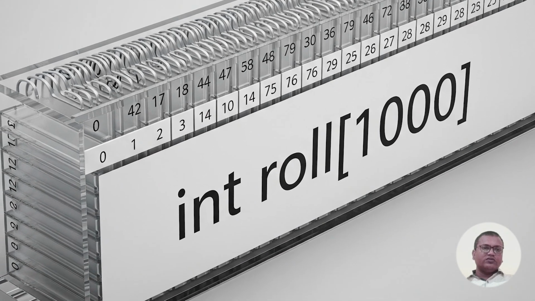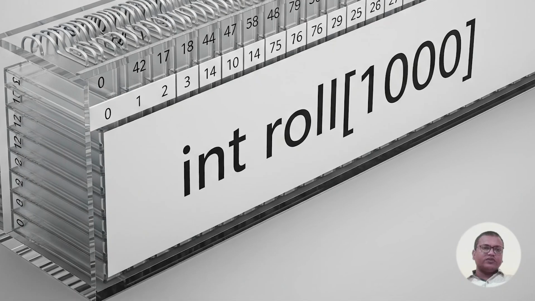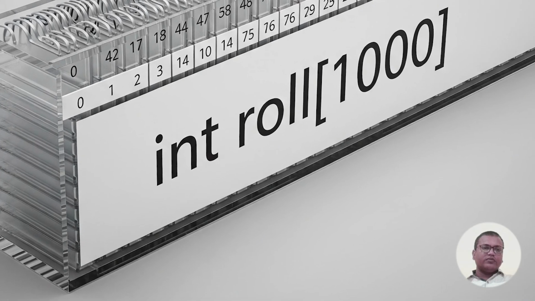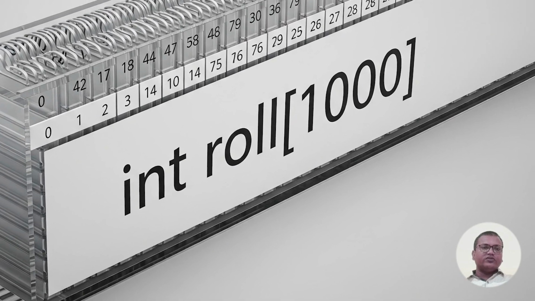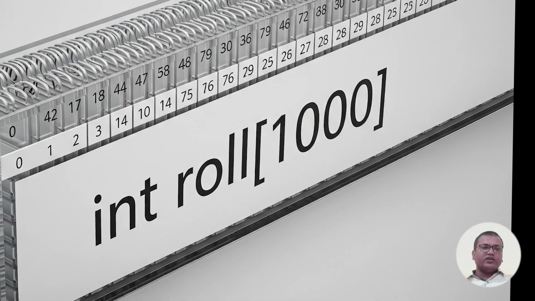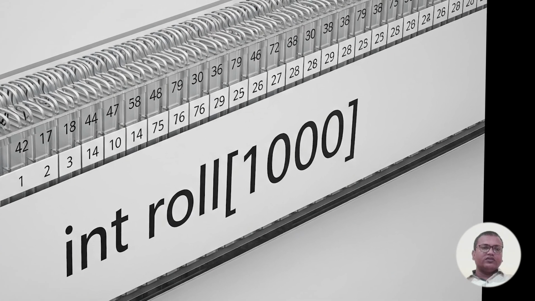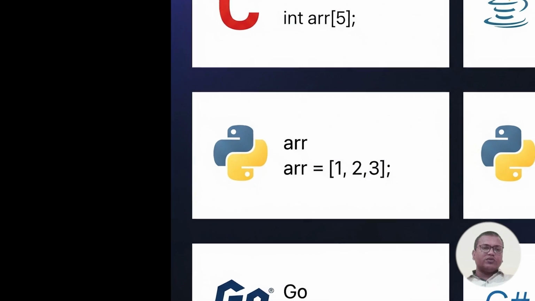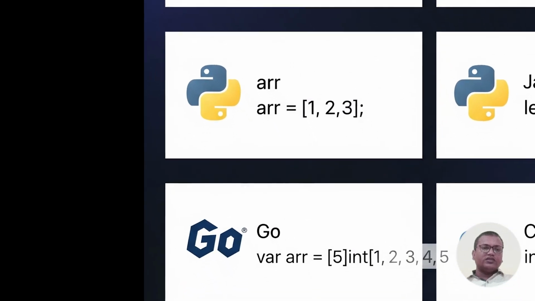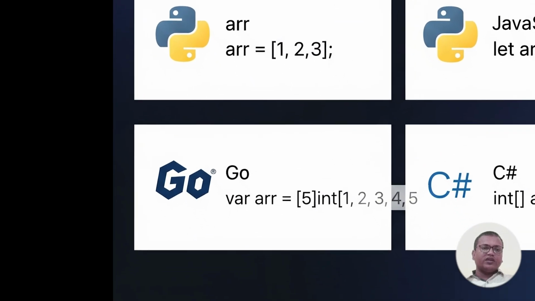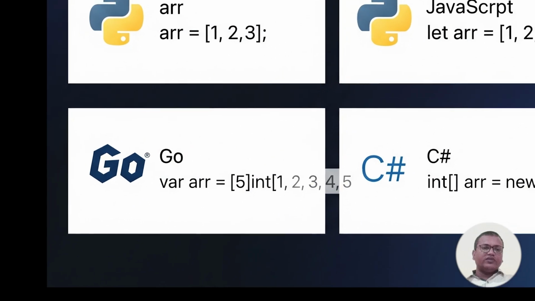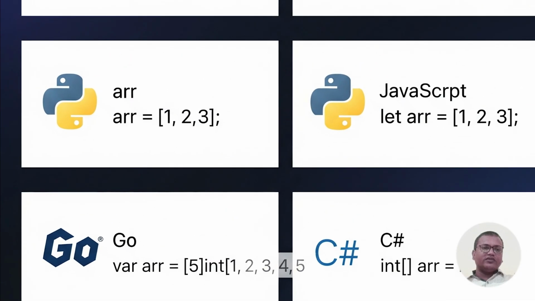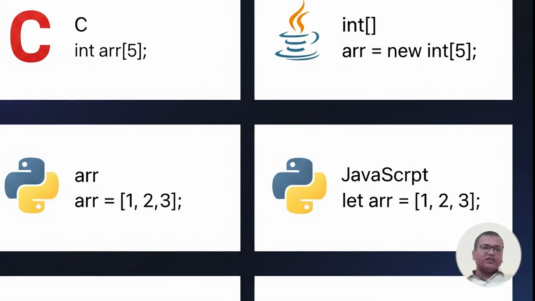Arrays allow you to store multiple values of the same type under a single name. So instead of writing 1,000 variables, you can write int roll[1000] and done. Arrays are such a powerful idea that they exist in almost every programming language, even if the syntax is slightly different. Why arrays are universal?